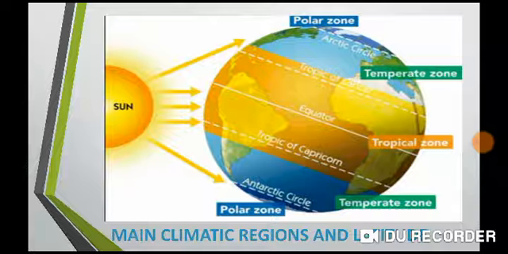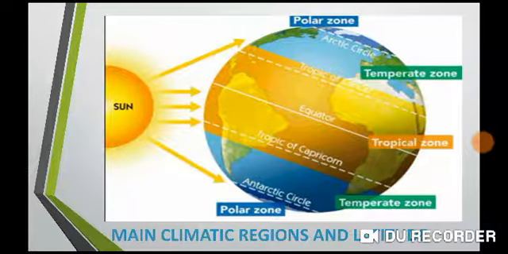Just above the Tropic of Cancer you can see Arctic Circle, and below the Tropic of Capricorn you can see Antarctic Circle. Now these areas that lie between the tropics and Arctic Circle and Antarctic Circle, these areas are called temperate regions. And on the top there is North Pole and on the bottom there is South Pole. So the areas that lie between Arctic Circle and North Pole and Antarctic Circle and South Pole, these areas are called polar regions.